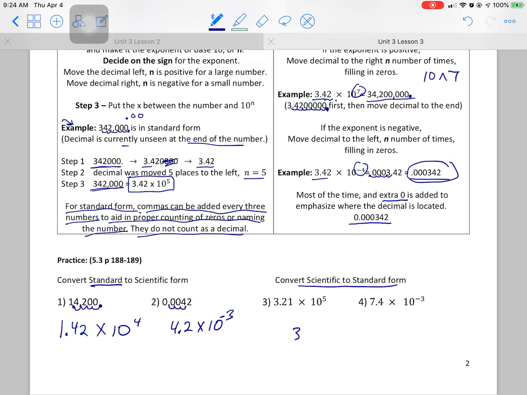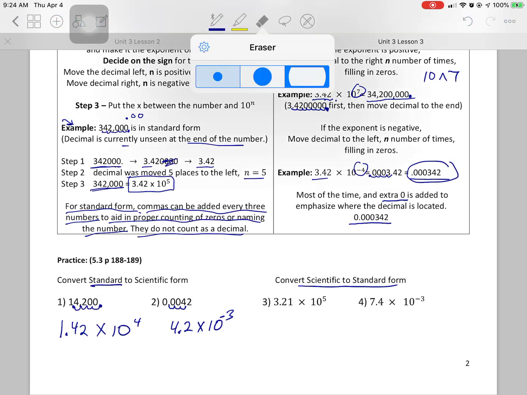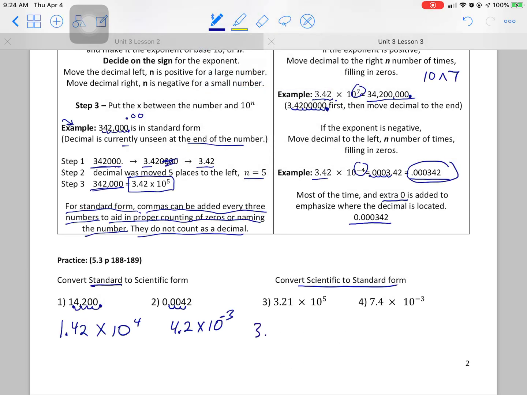Okay, and then back the other way, 3.21, that's a positive 5. So let me move that over a little bit, so I got room. 3.21. That's a positive 5. 1, 2, 3, 4, 5. That's where that dot should go. Put zeros back in the holes. So 321,000.